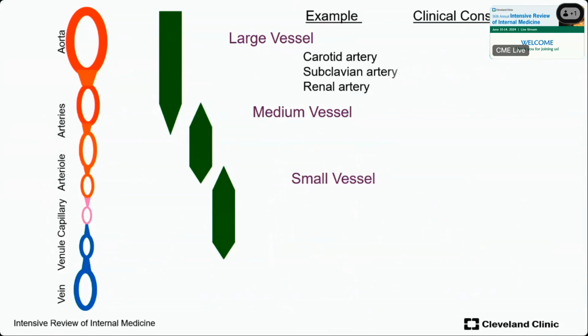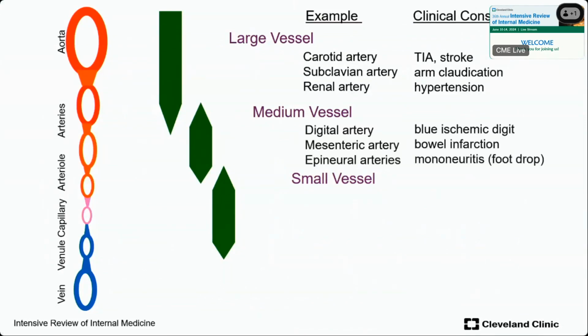So when we think about these features, when the carotid artery is affected, the patient may present with features such as a TIA or stroke. Arm claudication may occur when there's involvement of the subclavian artery, and renal artery involvement can include hypertension. With the medium vessels, when the digital artery is affected, we may see blue ischemic digits. There may be mesenteric artery involvement, which presents with bowel infarction.